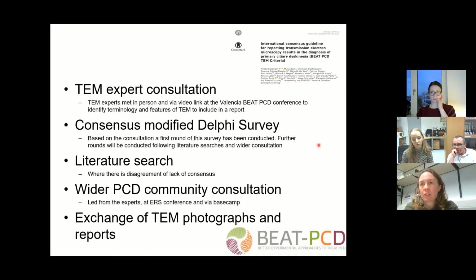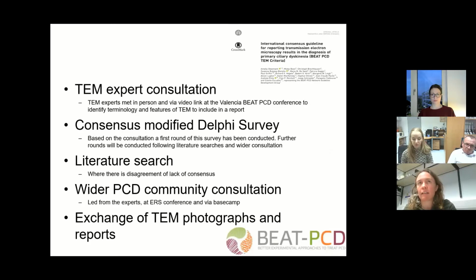So that was done in a few stages, the first of which being an expert consultation, and then we did an anonymized Delphi survey where we all voted on what the definitions would be. Where there was any disagreement, we went back to the literature and discussed that. We had quite a few meetings. We then consulted more widely within the PCD community, one of the BEAT-PCD meetings, and finally we exchanged a lot of photographs and grids from patients and checked that our definitions were working and that we could all agree on what the definition was, having written the guideline.